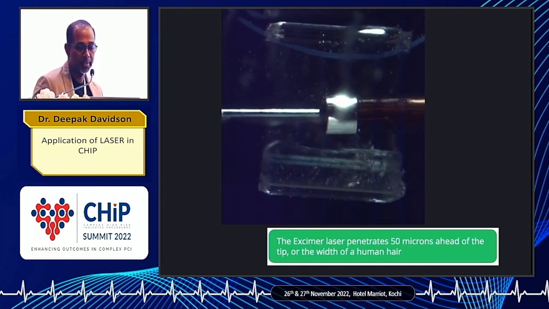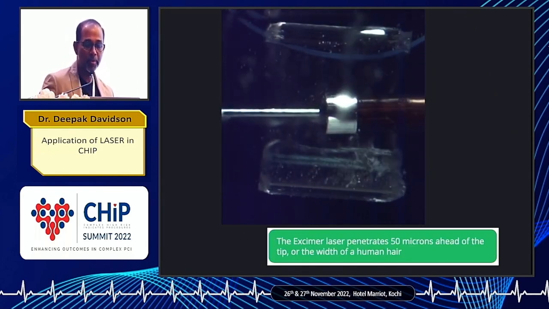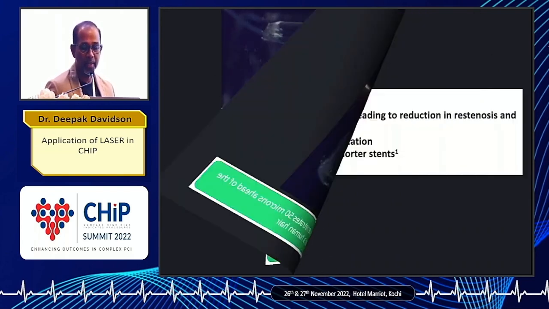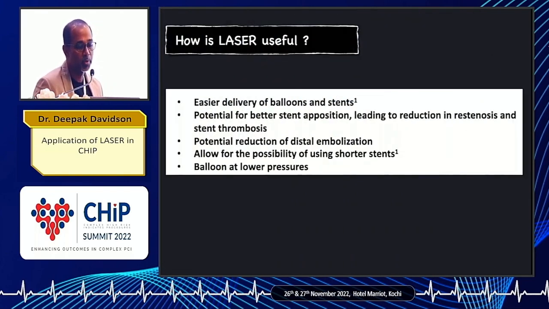So that's how the laser penetrates. It almost penetrates 50 microns ahead of the tip of the catheter. It's almost the width of a human hair. Well, how is a laser going to be useful for us? It debulks the vessel, it modifies the vessel, makes the vessel supple, makes it easier for the delivery of balloons and stent inside the vessel, which means you could open up the balloon at lower pressure so that the distal embolization could be significantly reduced.